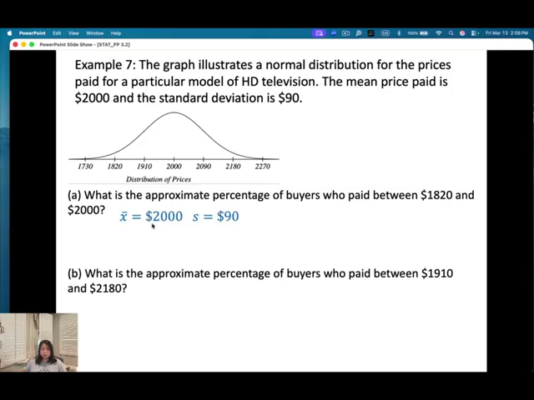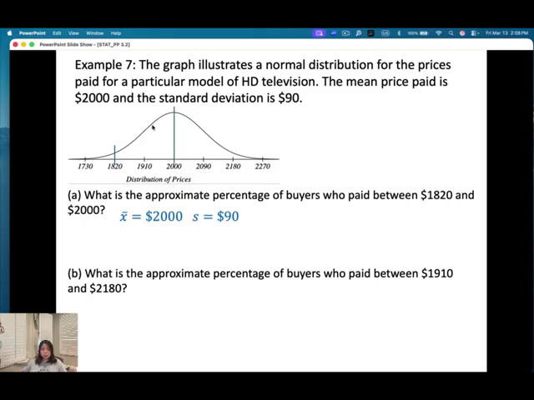Okay, we already know about the mean and the standard deviation. The mean is going to be in the middle, 2,000 here. Adding 1 standard deviation will be 2,090. Subtract 90 here, that will be 1,910. Okay, right? So now we want to find out the percentage in between 1,820 to 2,000.